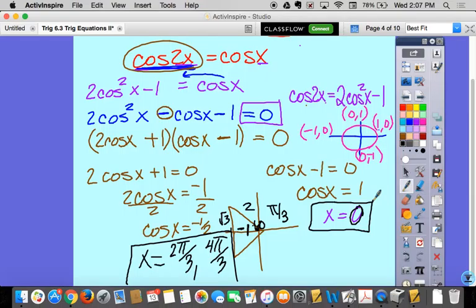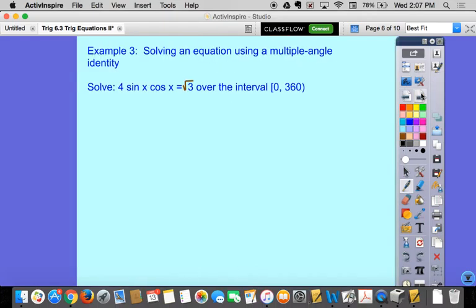Okay, now we have 2 more examples that we need to work through. Let's see how this works. Here's the next one. Solve an equation using a multiple angle identity. Okay, so it kind of ties in with the other. Thankfully, they let us go with degrees. They don't let us do that much.